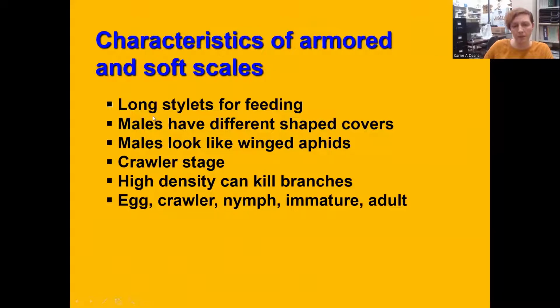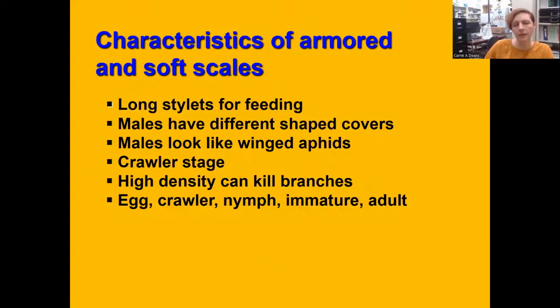We talked about how males are much smaller than females as adults, but they also have different shaped covers. So those male pupal covers, which we saw, are more white and tend to be more oval. Males, because they are so small and have wings, can look a lot like male aphids. The crawler stages are the immature stage, and again, these are the only stage that's actually mobile for scale insects. And so they can disperse and find other parts of the plant.